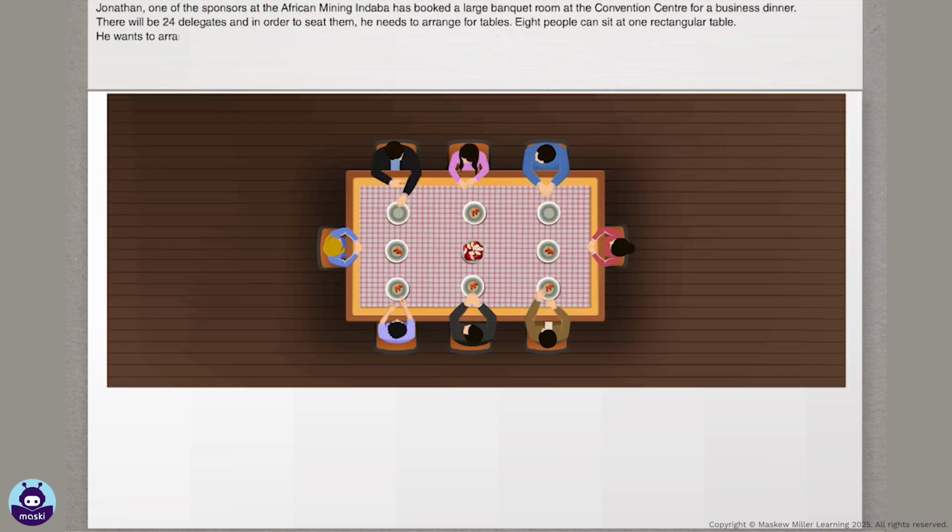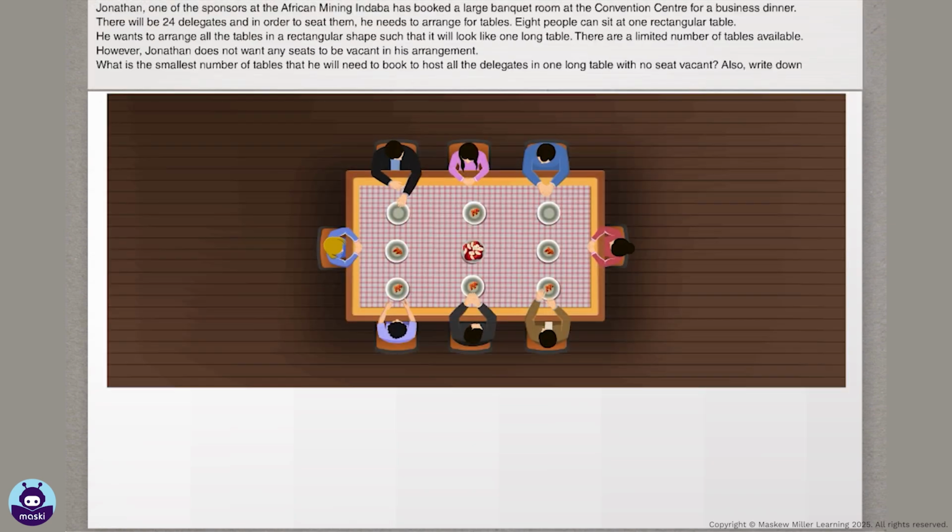Jonathan, one of the sponsors at the African Mining Indaba, has booked a large banquet room at the convention center for a business dinner. There will be 24 delegates, and in order to seat them, he needs to arrange some tables. 8 people can sit at one rectangular table. He wants to arrange all the tables in a rectangular shape, such that it will look like one long table.